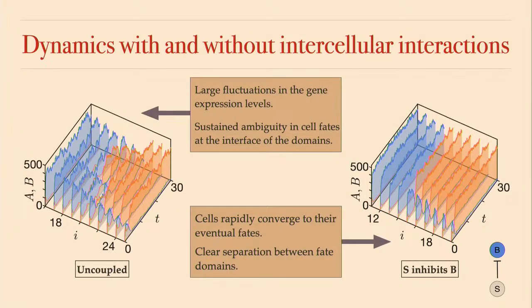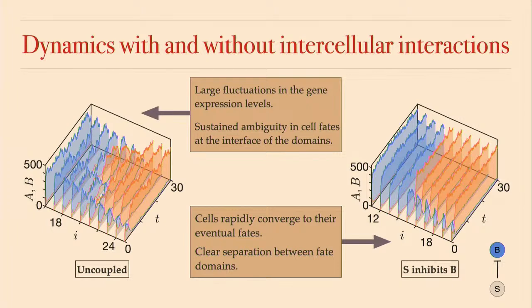So now let's see what happens. Let's take this case where S inhibits B. In the absence of any interaction, this is what you would observe. You have a lot of fluctuation, near and far from the boundary, and close to the boundary you see that sometimes one gene is dominating, then another one, and then one, and so on. So it's not even really coming to a clear decision.